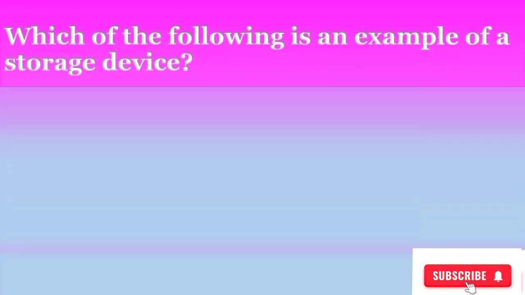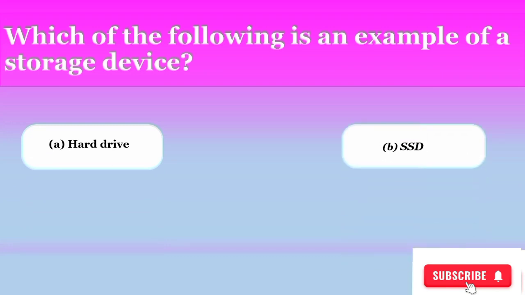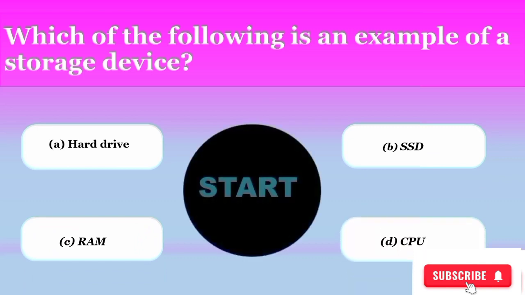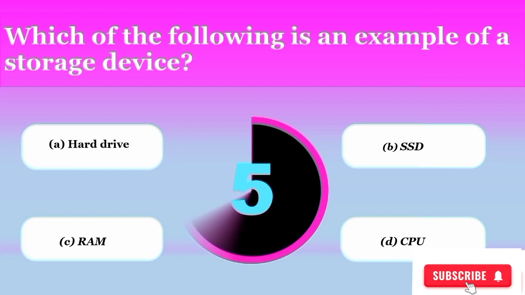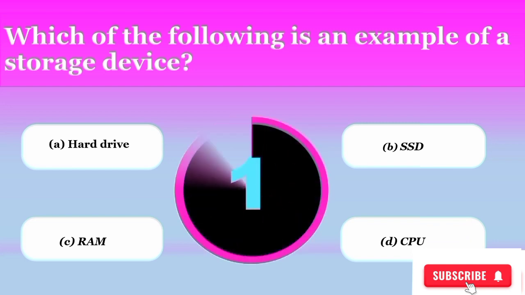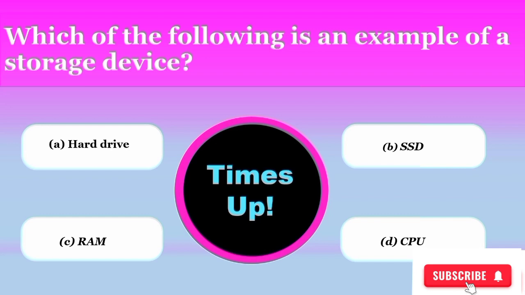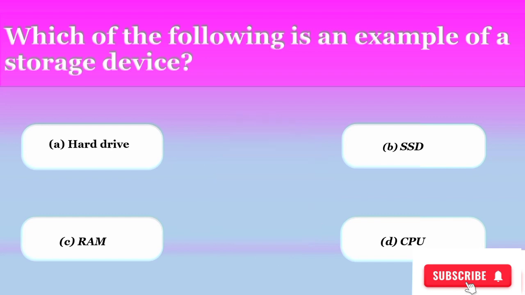Which of the following is a type of computer storage device? A. Hard drive. B. SSD. C. RAM. D. ROM. The correct option is option B, SSD.